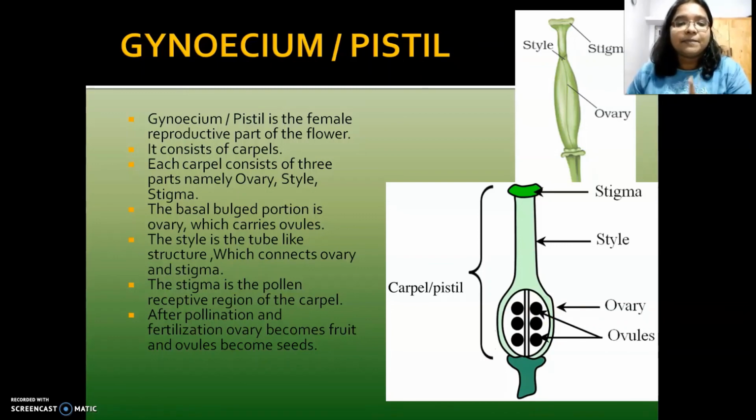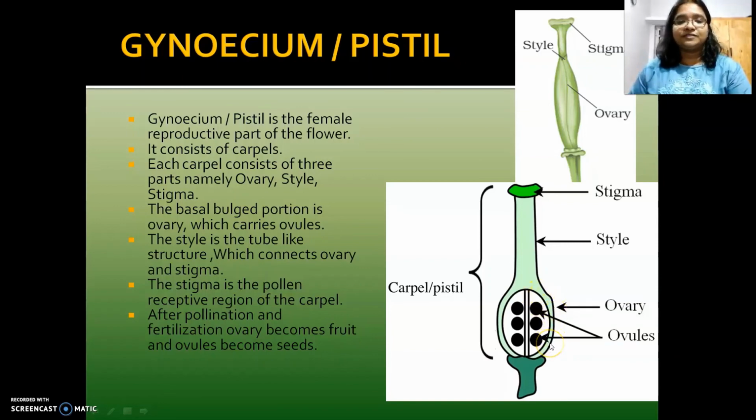The female reproductive part of the flower is called gynoecium or pistil, and it has carpels. Each carpel has three parts: ovary, style, stigma. Ovary has numerous ovules. Stigma is a receptive region which receives pollen grains, and pollen grains germinate through the style. And you know, the ovules are converted into the seeds after the process of fertilization and the ovary gets transformed into the fruit.